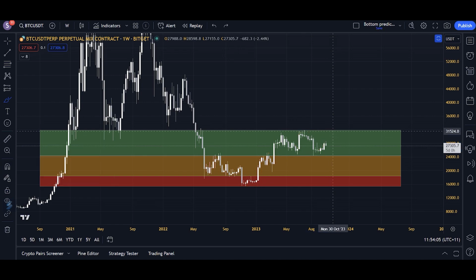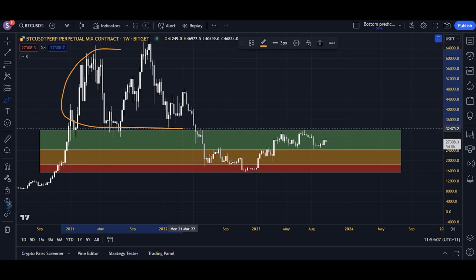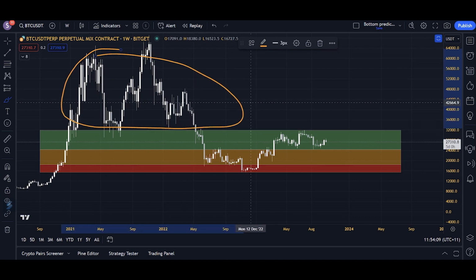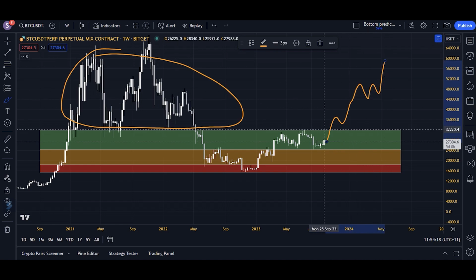Above 32K, above the green box, we will enter back into the bull market playground. That doesn't mean we'll re-enter a bull market. It simply means we'll re-enter the region in which we saw the vast majority of the bull market gains, and hence we will see massive volatility, probably to the upside if we break 32K.